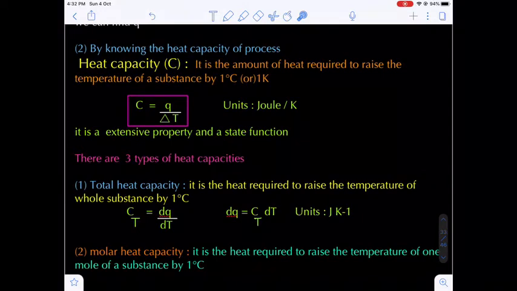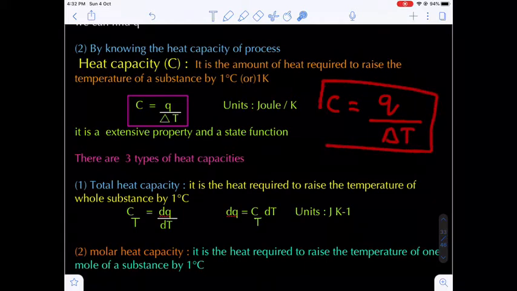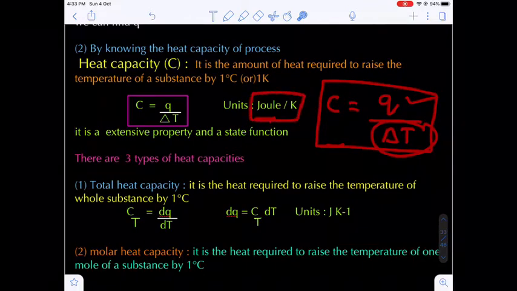Heat capacity C is equal to Q, the amount of heat supplied, divided by the change in temperature. The amount of heat supplied divided by what? The change in temperature. Now what are the units for heat capacity? The unit for heat is joule, and the denominator, the change in temperature, may be Kelvin or degree Celsius. So you can take joule per Kelvin or joule per degree Celsius.